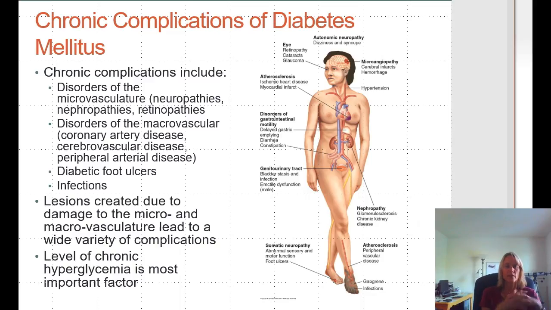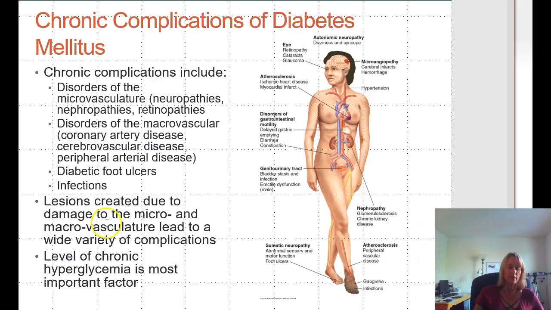Okay, we also have a lot of chronic complications of long-term diabetes mellitus, and these include disorders of the microvasculature, such as neuropathies, nephropathies, and retinopathies, disorders of the macrovascular, such as coronary artery disease, cerebrovascular disease, peripheral artery disease, diabetic foot ulcers, infections.